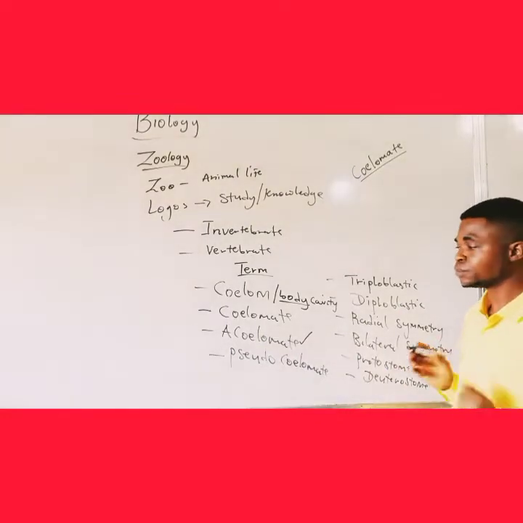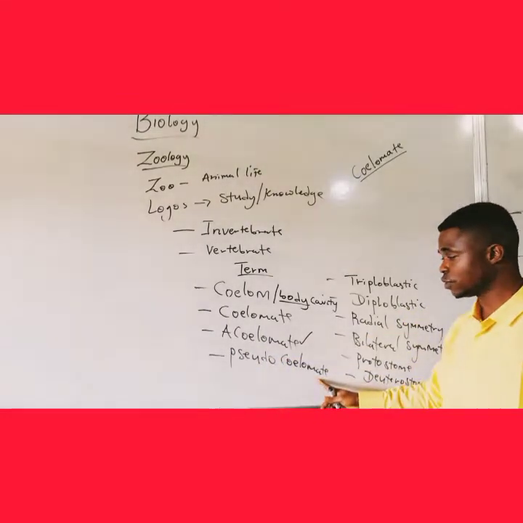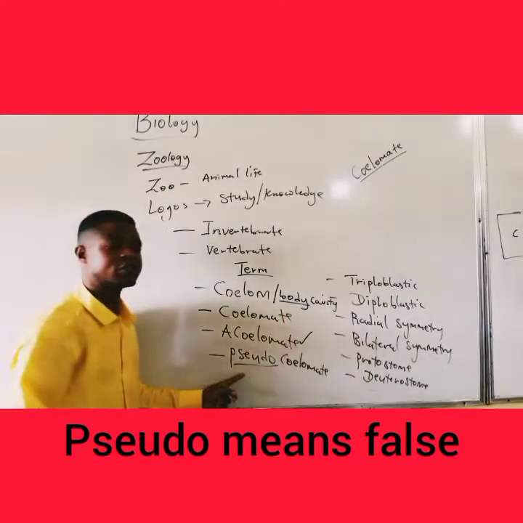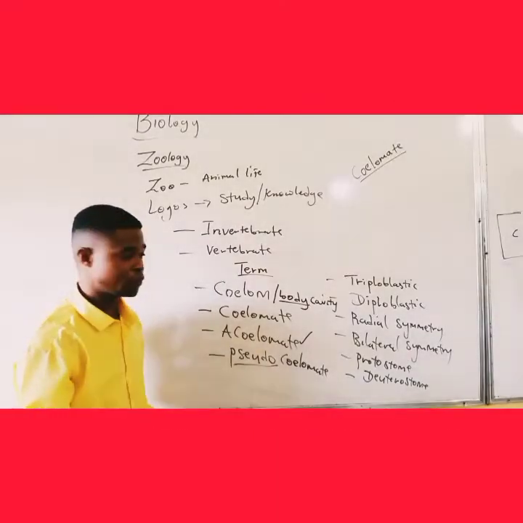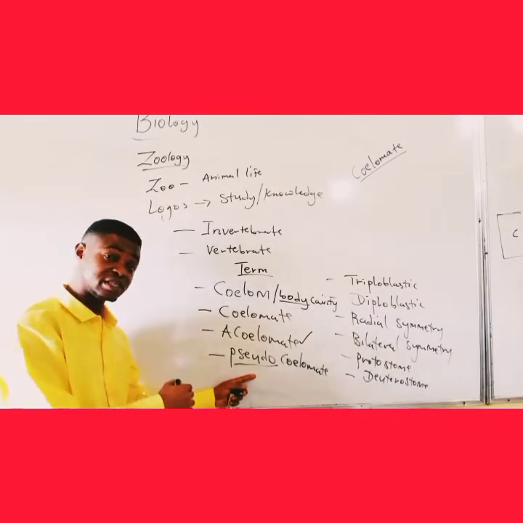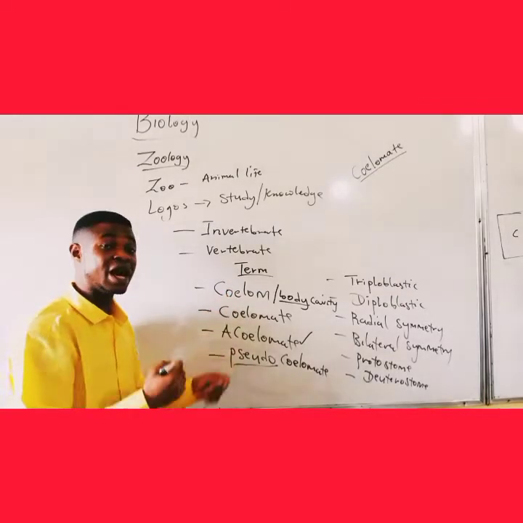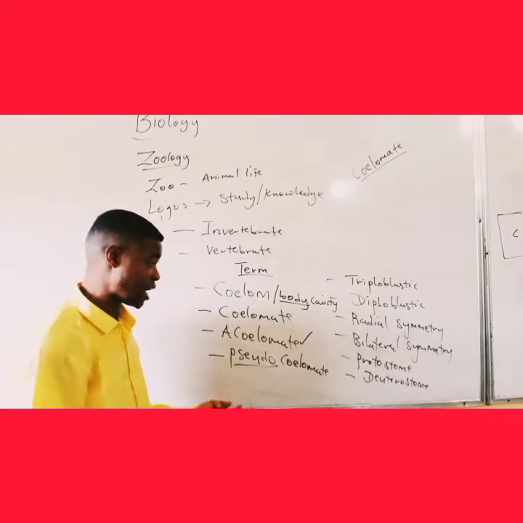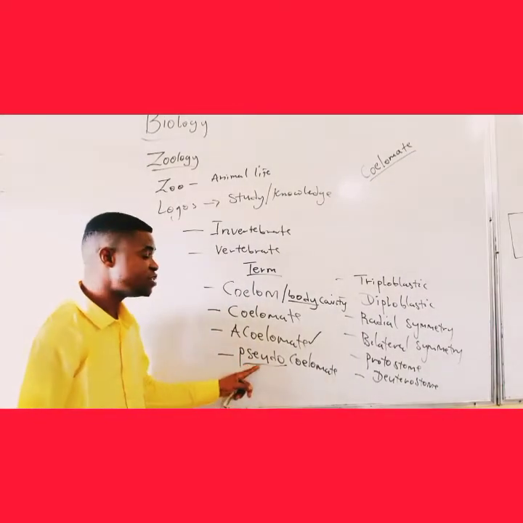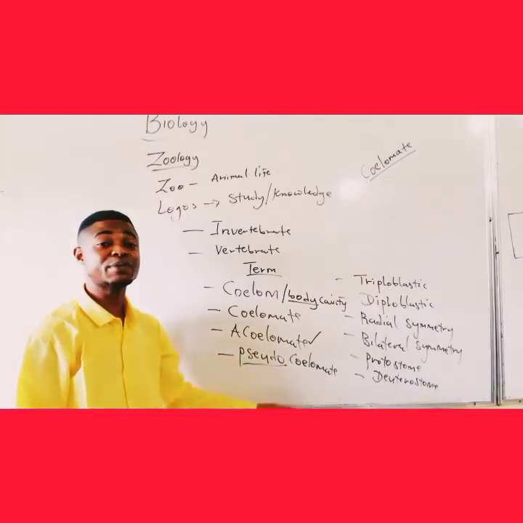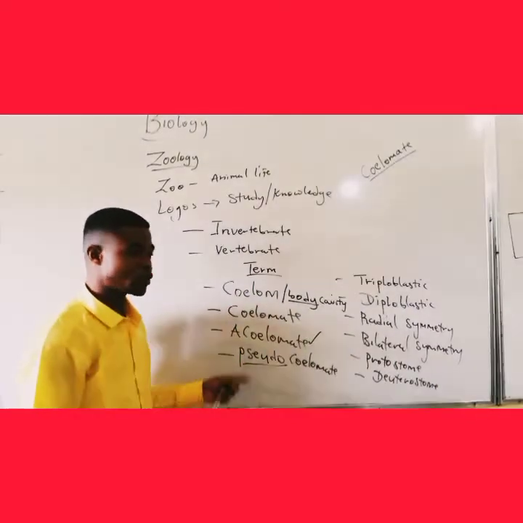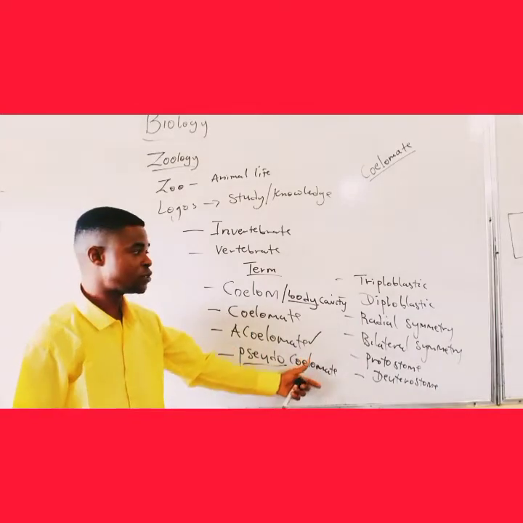Now we have what is called the pseudocoelomate. The word pseudo has to do with false. There are some animals that do not have a true coelom, but they have something false that looks like the coelom. Hence, we call these animals the pseudocoelomates. These animals have a false coelom, something that resembles the coelom.